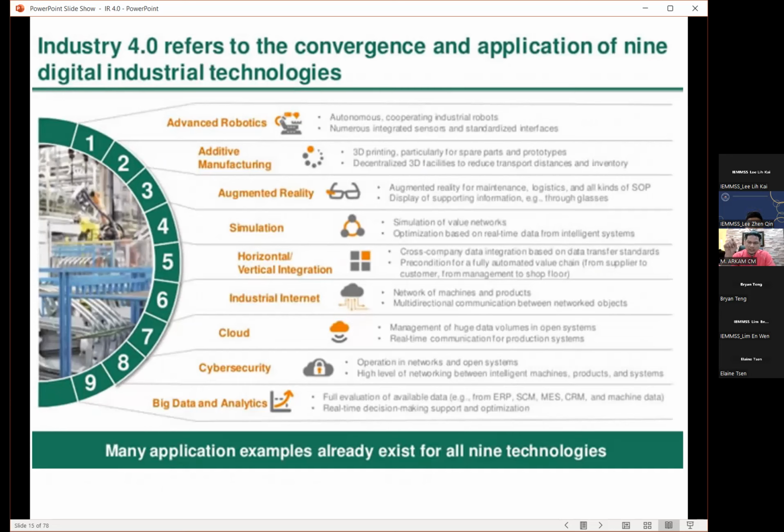Industrial internet. The term is different. We are using IoT, so this one uses the term industrial internet, cloud computing, cybersecurity, and big data, and how we analyze the data through big data analytics.